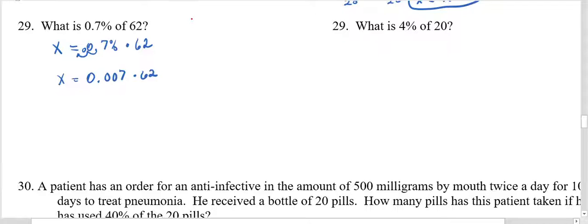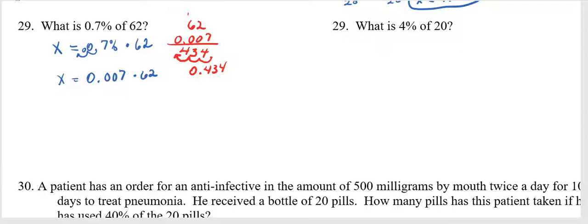So I'm going to go up here and do 62 times 0.007. 7 times 2 is 14. Carry my 1. 7 times 6 is 42, and 1 is 43. And since I'm multiplying by zeros, I don't have to worry about those. I just have to know how many decimal places I have. I have 3. So I'm going to move my decimal point 3 places to the left. So then I have 0.434. So now I know that x equals 0.434.